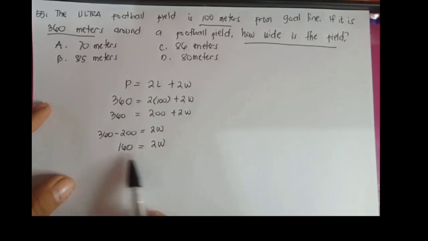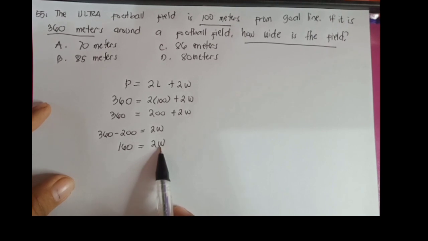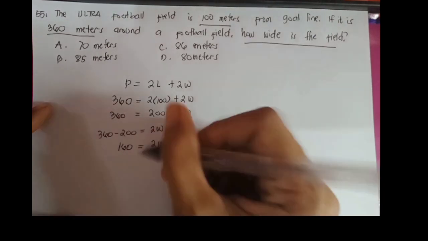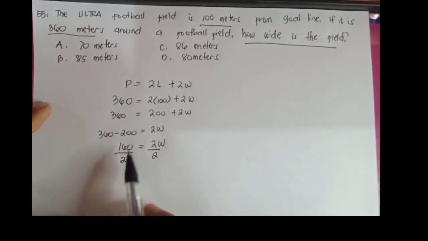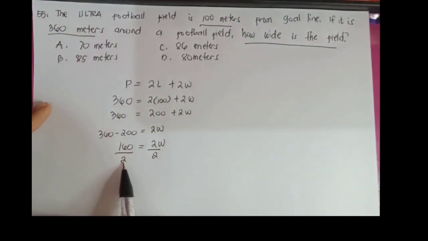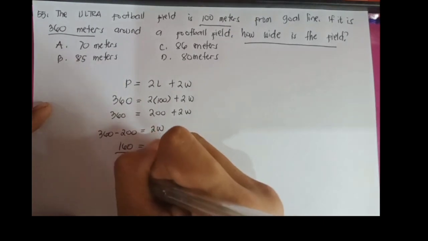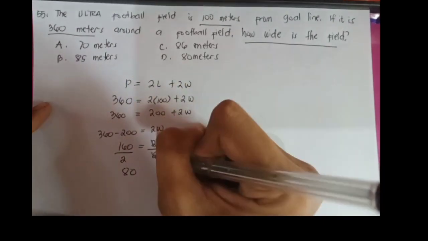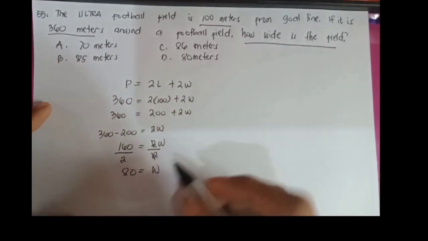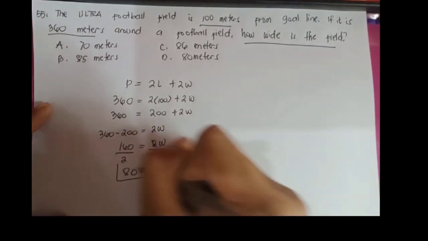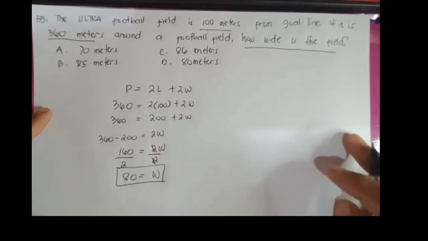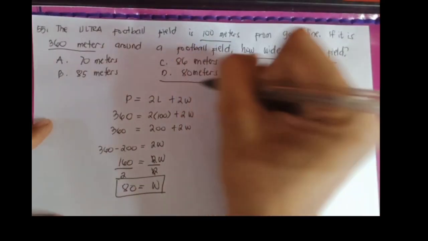Then divide both sides by 2 to come up with the value for our width. We have now 2 over 2, and 160 divided by 2 is 80. Then cancel. Therefore, our value for width is 80 meters. And our answer is letter D.